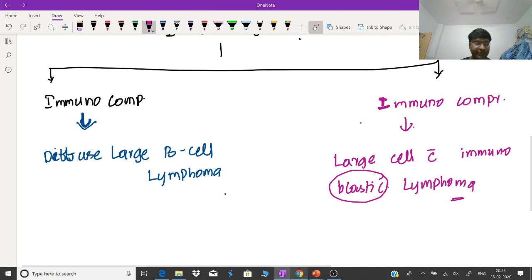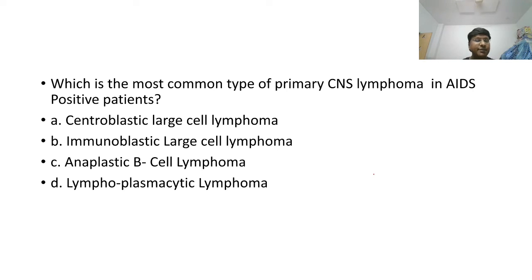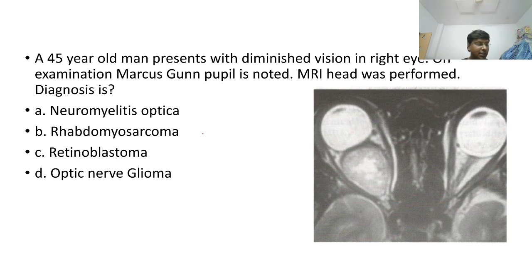Now we will move back to our question. Which is the most common type of primary CNS lymphoma in HIV positive? That means immunocompromised. So in immunocompromised, what will be the presentation? The presentation is in the form of immunoblastic large cell lymphoma. So this is the discussion of this particular question. Now we will move on to the next question.